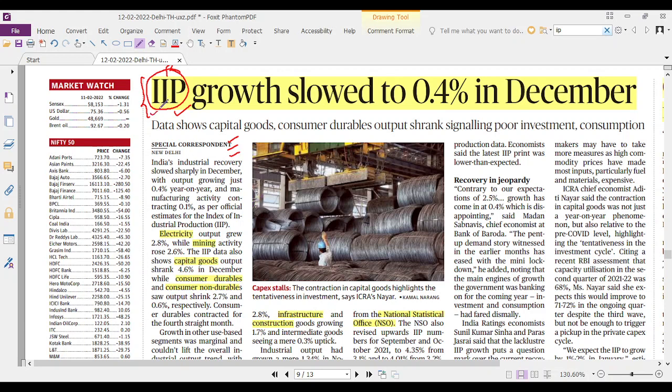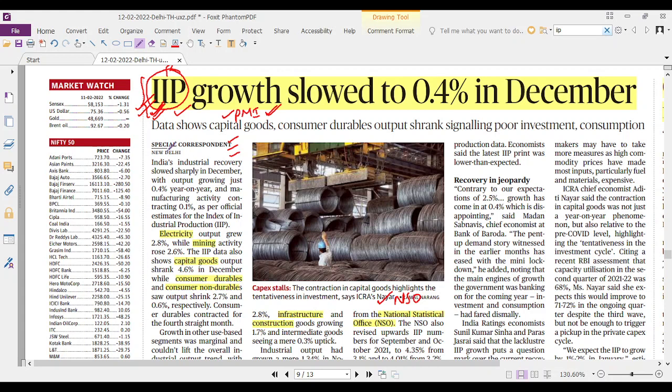So Index of Industrial Production is released every month by the NSO, National Statistical Office. It shows the level of economic activity that has been happening in the economy. Just like the PMI, Purchasing Managers Index, that we have discussed earlier, Index of Industrial Production also captures it. Just that PMI data would be slightly delayed by another 2 weeks. The IIP data would be available a bit faster.